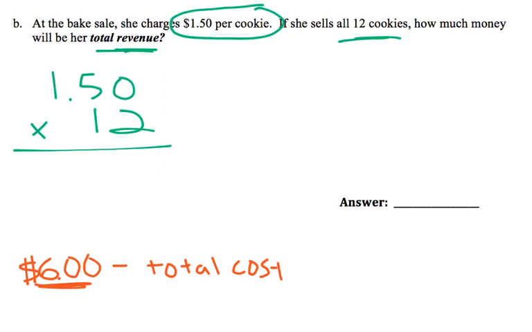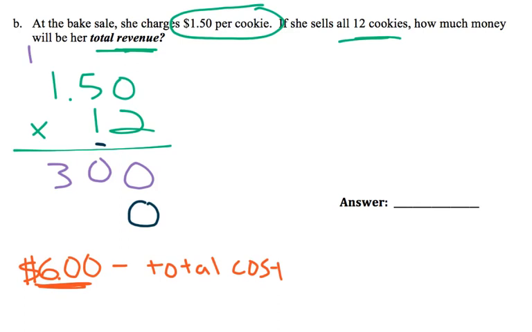2 times 0 is 0. 2 times 5 is 10. 2 times 1 is 2, plus the 1 equals 3. And now I'm going to move over to the 1, or the 10 right here. Remember that you have to just start off by getting rid of this place value.